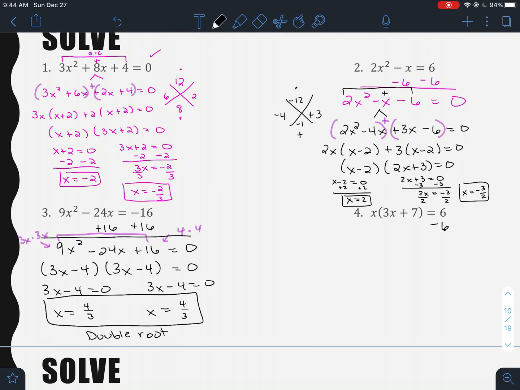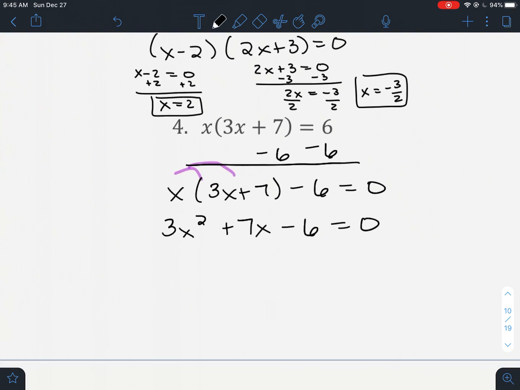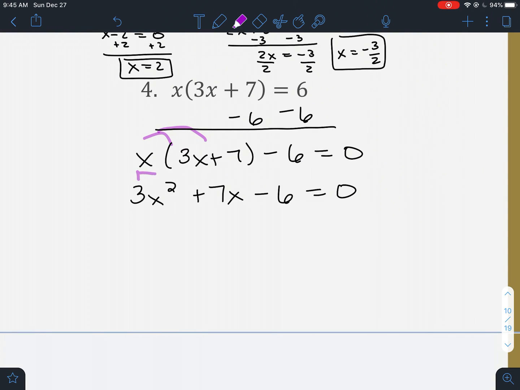All right, on number 4, we have x times, in parentheses, 3x plus 7 equals 6. It doesn't equal 0, so our first step is we got to get it to equal 0, so we're going to subtract 6 from both sides. So I have x times 3x plus 7, then minus 6 equals 0. This is not a product right now because I'm subtracting, so I'm actually going to have to distribute on this problem and then combine any like terms. So I end up with 3x squared plus 7x minus 6 is equal to 0.